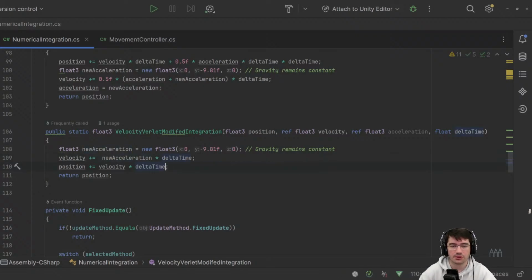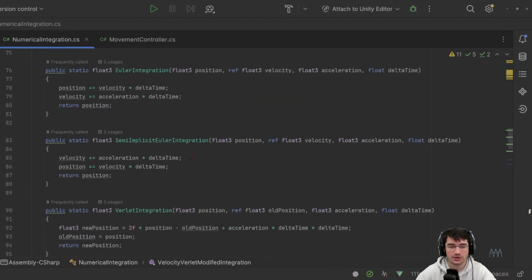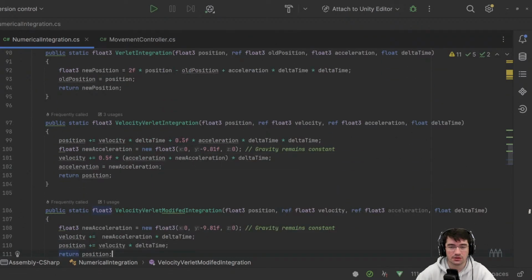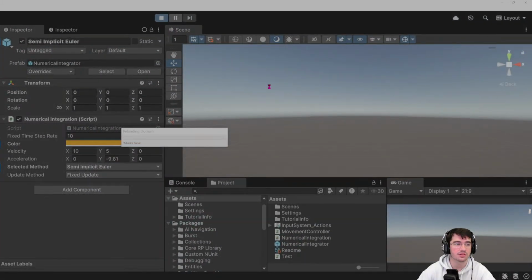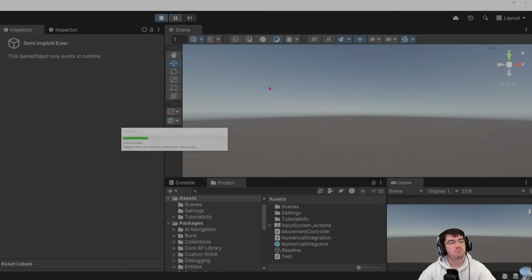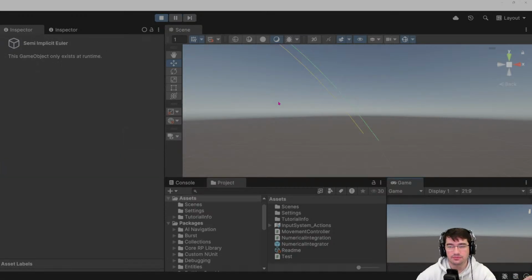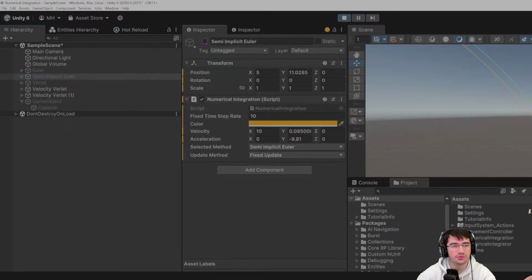But if I remove this one, I'm back to the implicit. Update the velocity with the acceleration, update the position with the velocity. And the acceleration is defined every frame, so I'm back to the semi-implicit. So if I don't want to track the acceleration, I need to use semi-implicit.